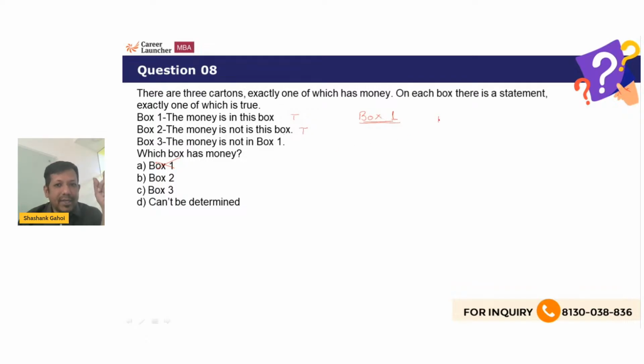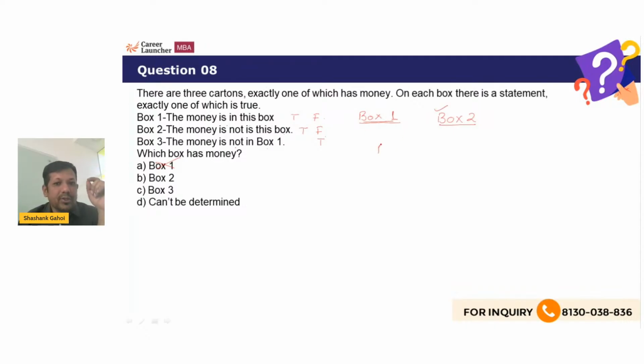Now I am taking the second case where money is in box two. Money is in the box, that is false. Money is not in the box, that is also false. Money is not in box one, that is true. So exactly one statement is true, two are false. It means money could be in box two.